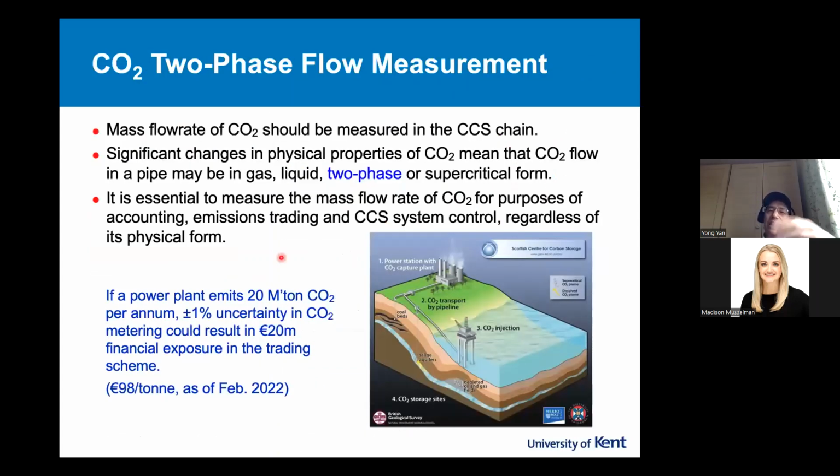Let's move to an entirely different sector. This is carbon capture and storage, CCS.